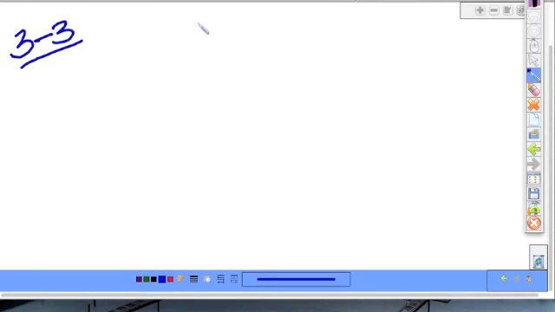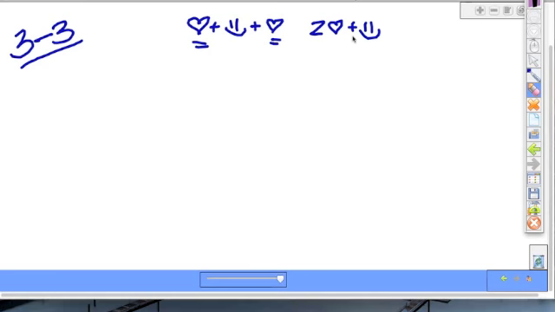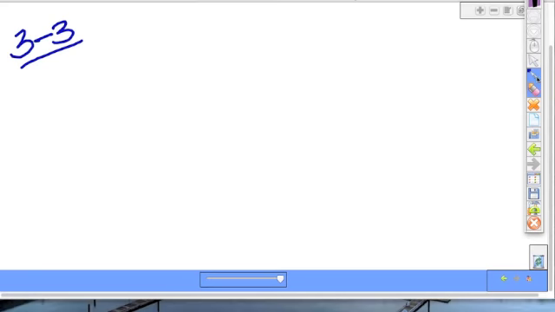So let's just say if we had something, for instance, a heart and a smiley face. Are they the same thing? No, those are not like terms. But if I had heart plus smiley plus heart, I could combine my two hearts. Those are like terms. So I would get 2 heart plus 1 smiley. Now, of course, our work's not going to look like that, but it gives you an idea of what like terms means.